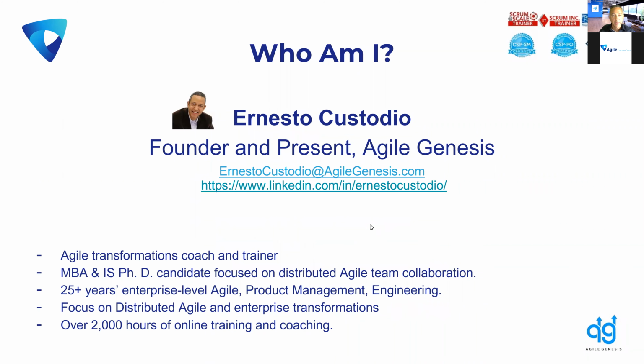My name is Ernesto Custodio. I am the founder and the president of Agile Genesis. Agile Genesis focuses on Agile transformations, in particular when it comes to distributed Agile teams and the ability to get global distribution to work effectively.